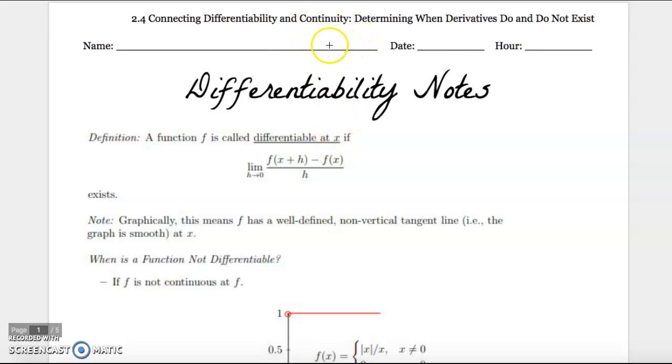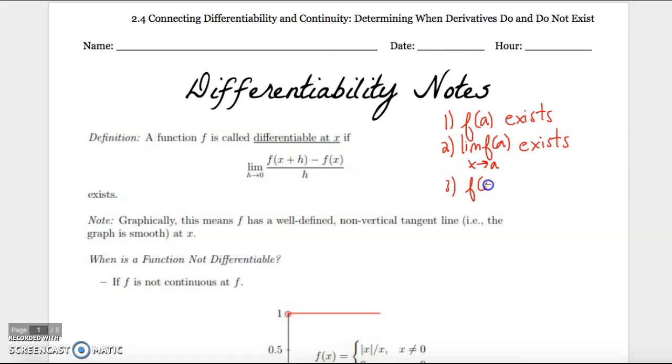You learned that a function was continuous if the point existed. Here we can write them down. Your first step was that f of a existed, the limit of f of a as x approaches a also existed, and then that they were equal to each other. Oops, not exists. So the same thing is true for a function to be differentiable, but the only difference is that it would be about their derivative instead. So your derivative would have to exist, your limit of your derivative function would have to exist, and then your derivative would have to equal the limit.